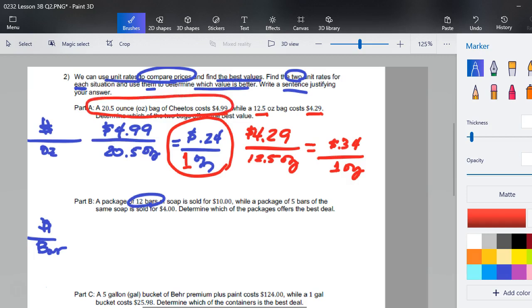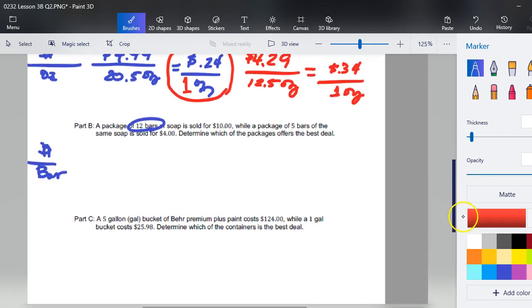So the best value is the $4.99 20.5 ounce bag. And you can write some kind of sentence that talks about either comparing the two or that the best value in this particular situation for Cheetos will be that you buy the 20.5 ounce bag for $4.99, which comes down to about 24 cents per ounce. Let's keep going and looking at the bars of soap.